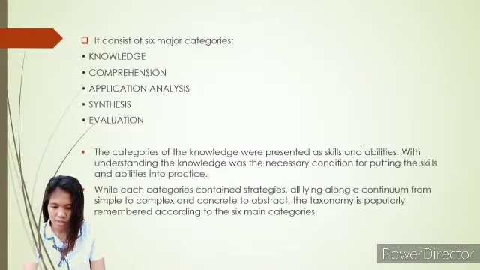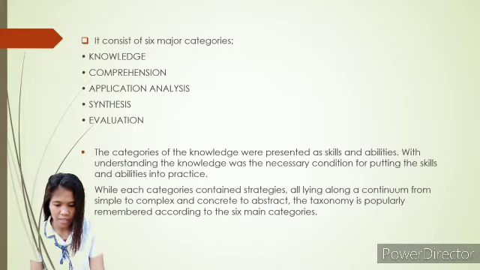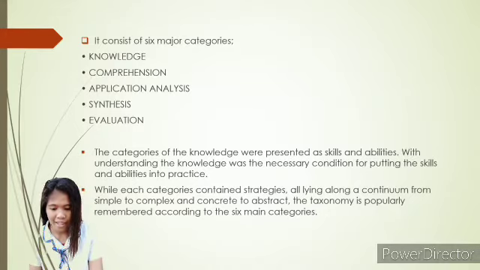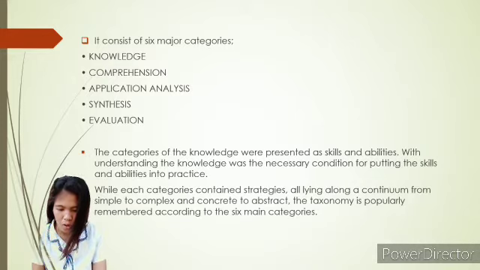It consists of 6 major categories: knowledge, comprehension, application, analysis, synthesis, and evaluation. The categories of the knowledge were presented as skills and abilities, with understanding that knowledge was the necessary condition for putting these skills and abilities into practice, while each category contained subcategories, all lying along a continuum from simple to complex and concrete to abstract. The taxonomy is popularly remembered according to the 6 main categories.